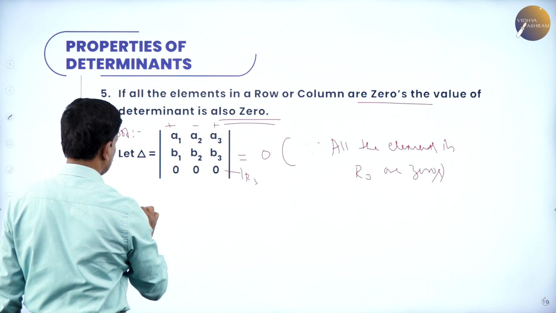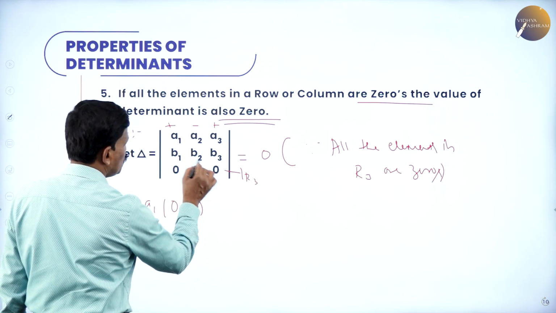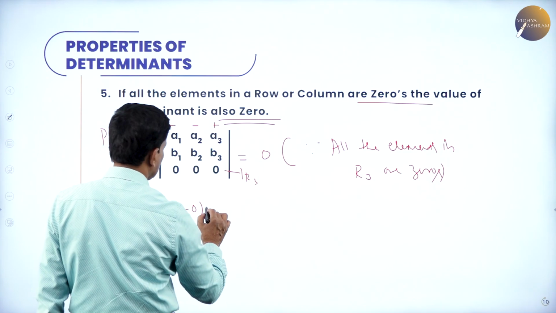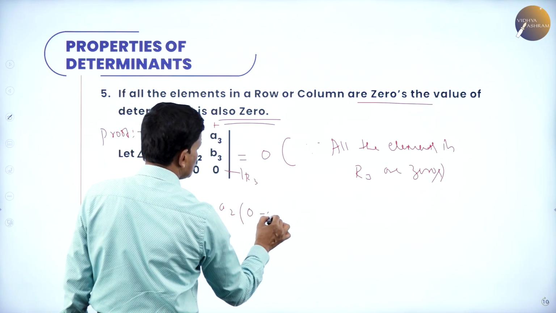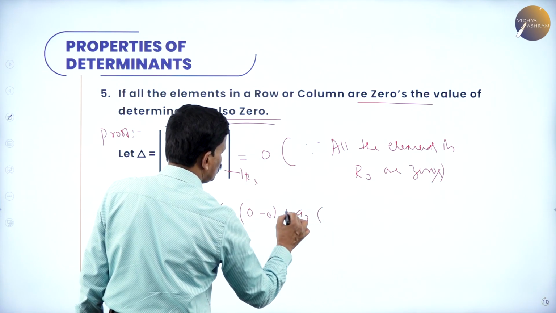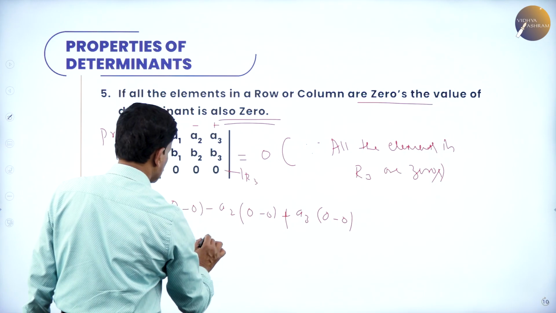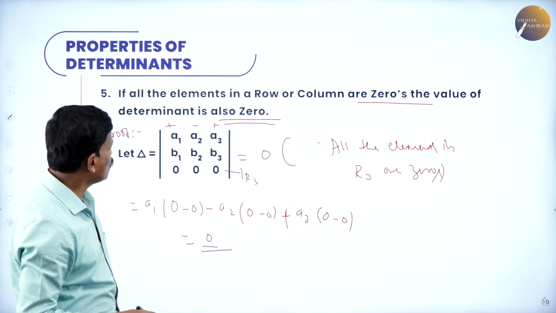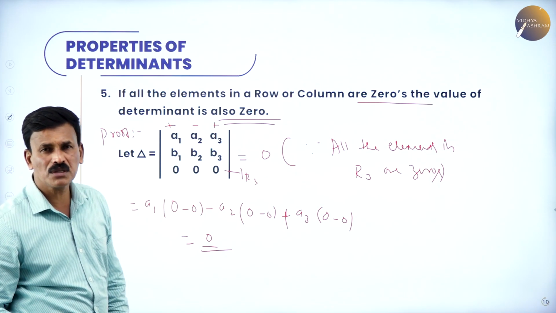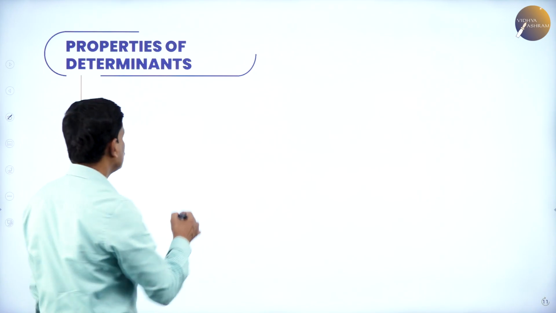Plus, minus and plus. A1 into B2 minus B2 into 0 is 0 minus 0, minus A2 into this is gone, 0 minus 0 is 0, plus A3 into 0 minus 0 is 0. So totally you will get it as 0. If all the elements in a row or column are zeros, then the value of a determinant is 0. Very important property. Now let us take an example.